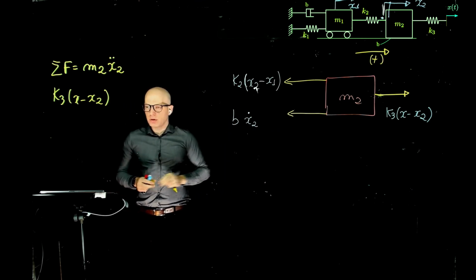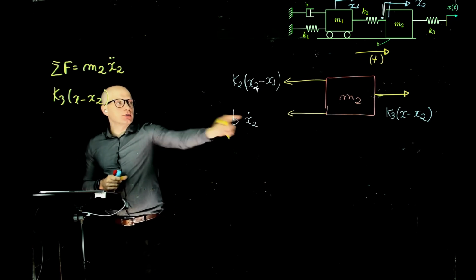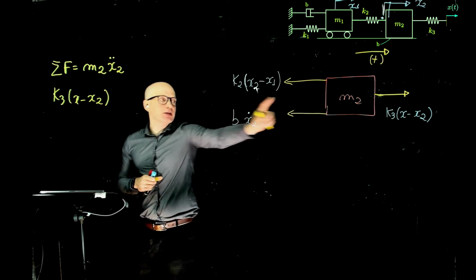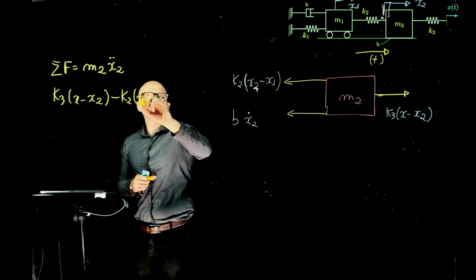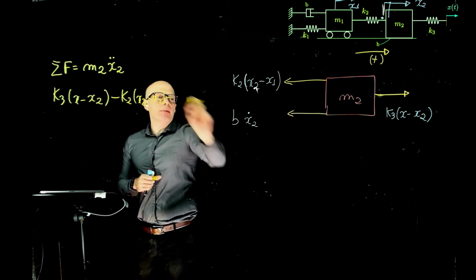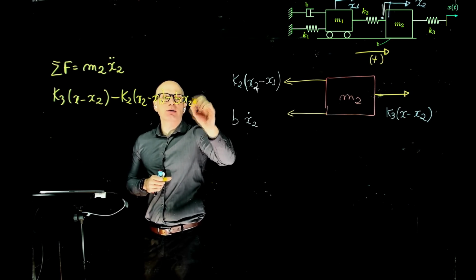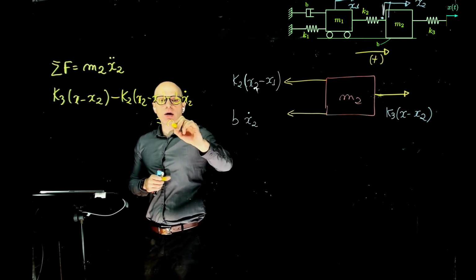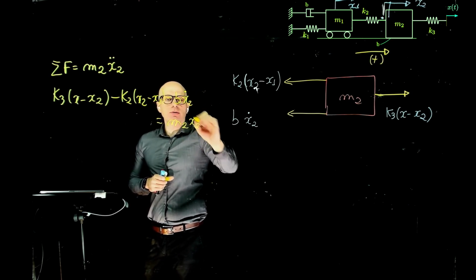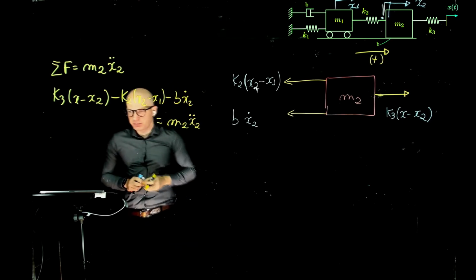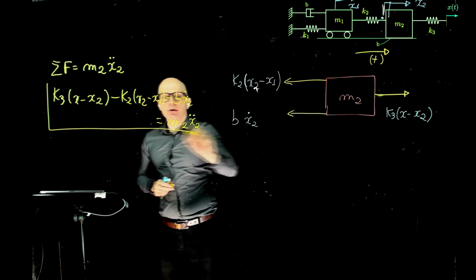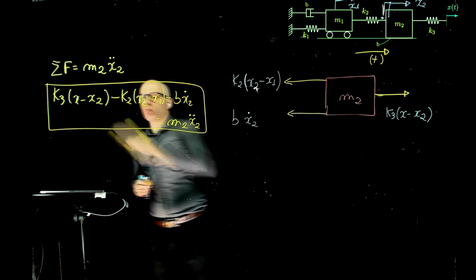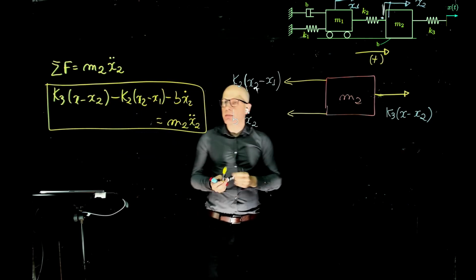Okay, thank you. So K3 (x minus x2), positive because it goes to the right, minus K2 (x2 minus x1), minus b x2 dot equals M2 x2 double dot. Okay, and this is the first equation of motion. This is for mass 1, or mass 2. Sorry, this is mass 2.